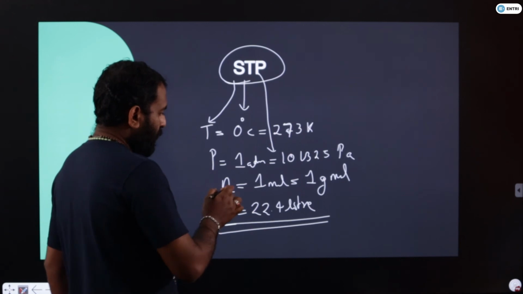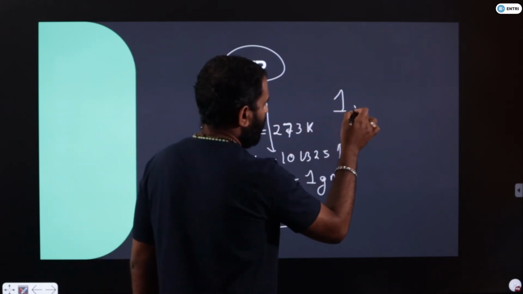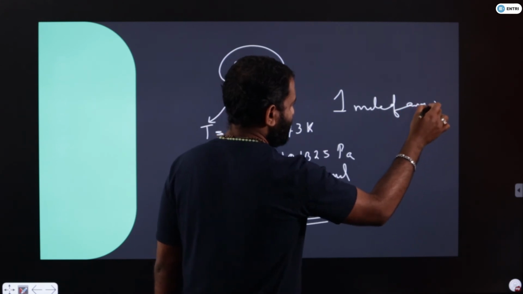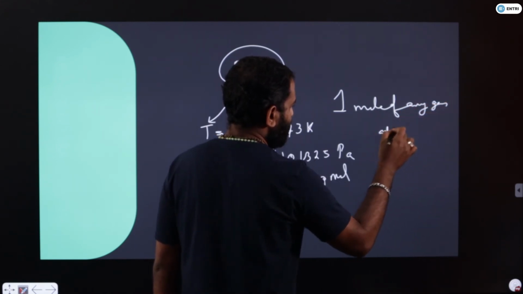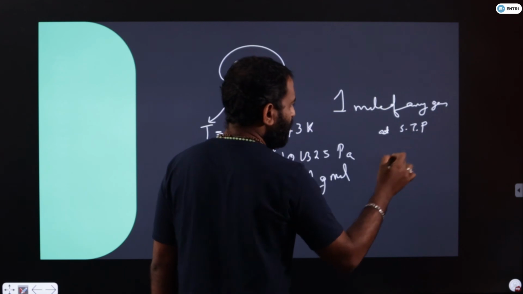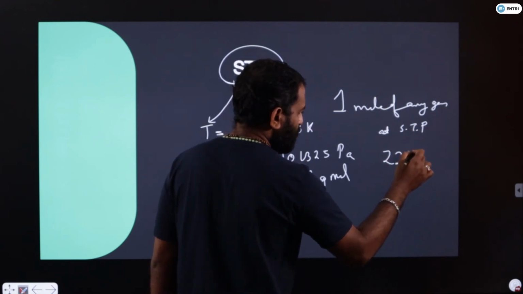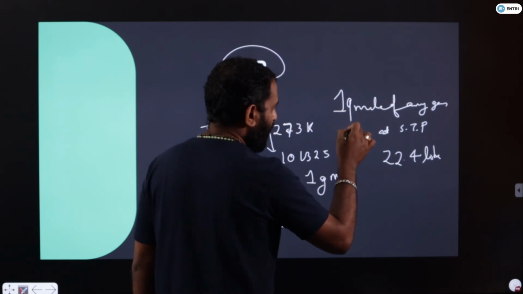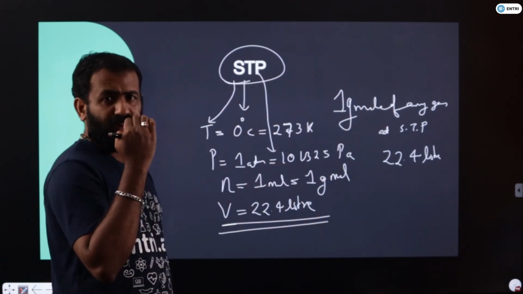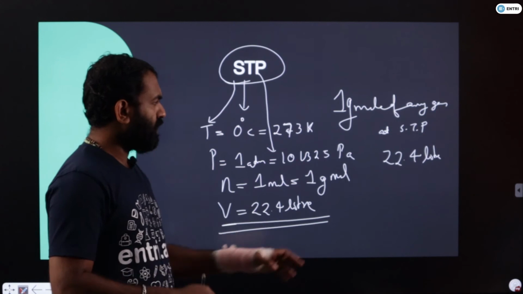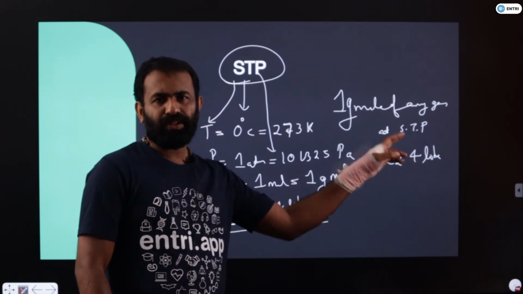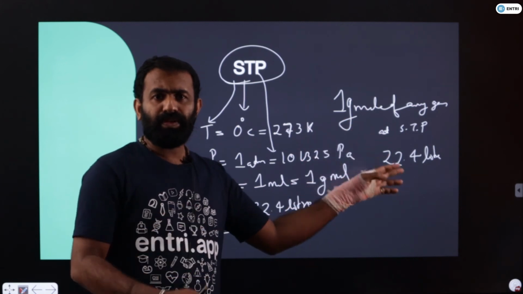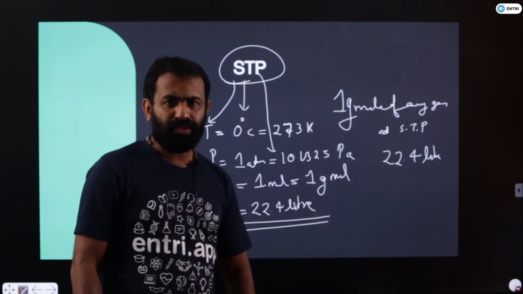So, for 1 mole of any gas at STP, the volume is 22.4 liter. 1 mole means 1 gram mole. 1 gram mole of hydrogen gives 22.4 liter at STP. 1 gram mole of nitrogen gives 22.4 liter. 1 gram mole of oxygen gives 22.4 liter.